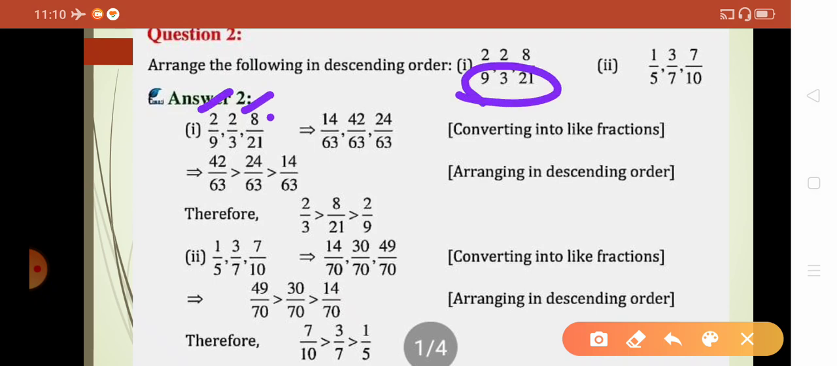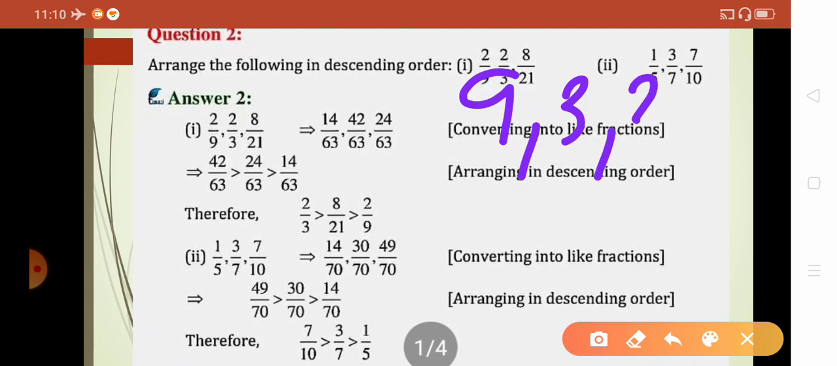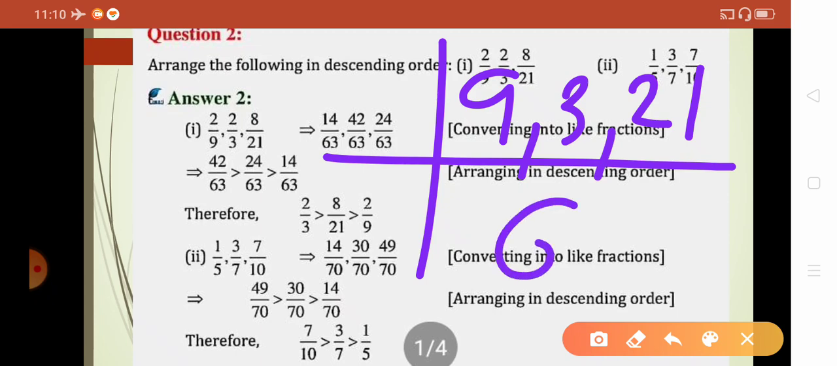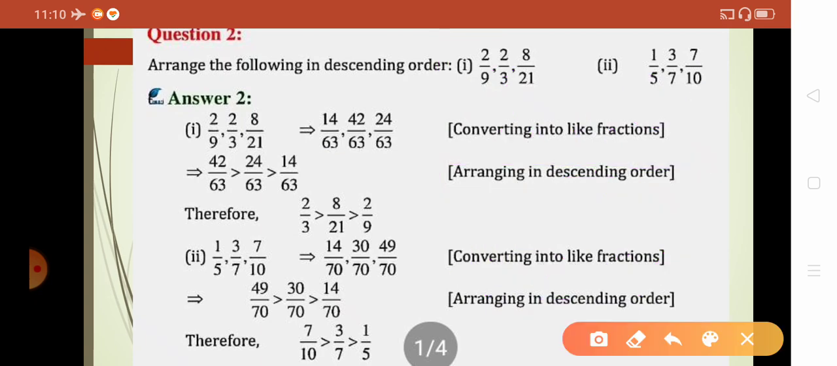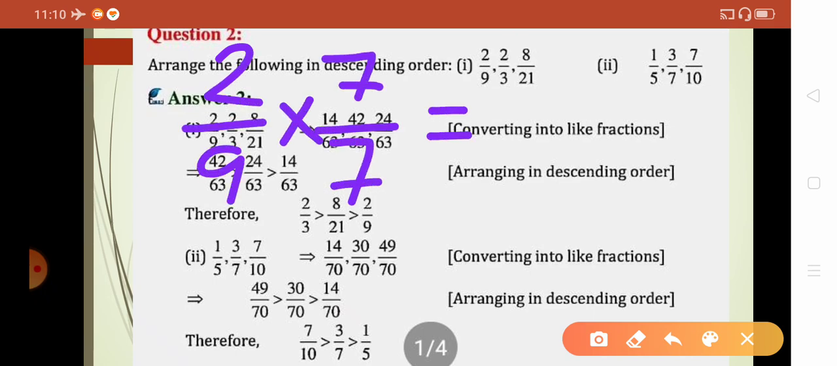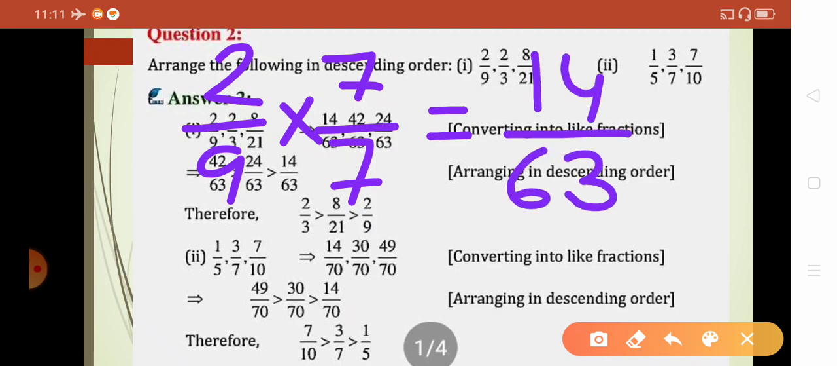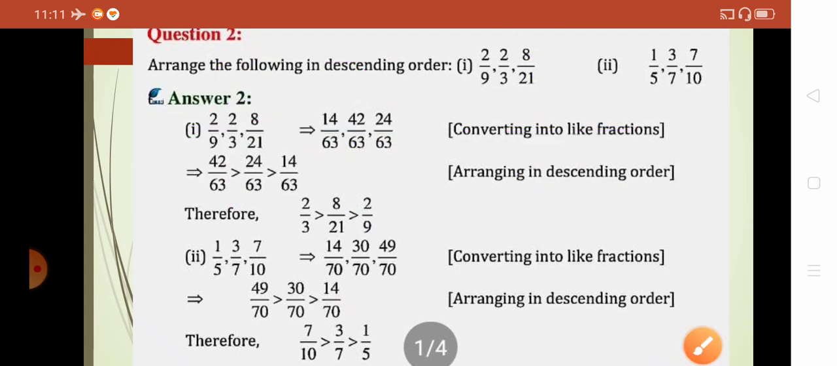So we have 2 by 9, 2 by 3 and 8 by 21. First of all we will find the LCM of 9, 3 and 21. Whenever you find the LCM like this, the answer comes out to be 63. So we have to make the denominator equal to 63. How will you make this 63? 2 by 9, if I multiply it by 7 on both sides, 7 2s are 14, 9 7s are 63. So that will become 14 by 63.